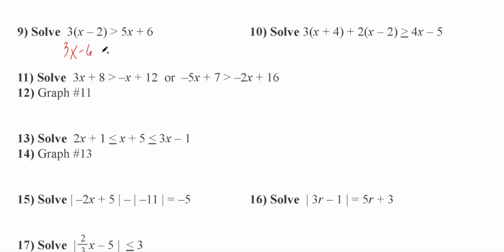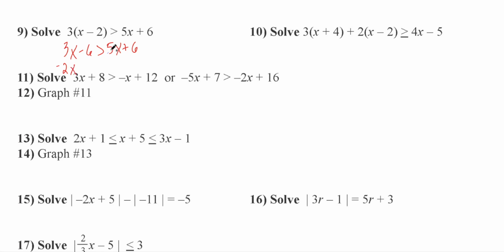So can we fit this in here? 3x minus 6 is greater than 5x plus 6. Now this time, with an inequality, I really like everything on the left-hand side, my variables. I like the variable on the left-hand side. It's just a lot easier to read from left to right when you do an inequality. Would you agree with that? No, don't answer.